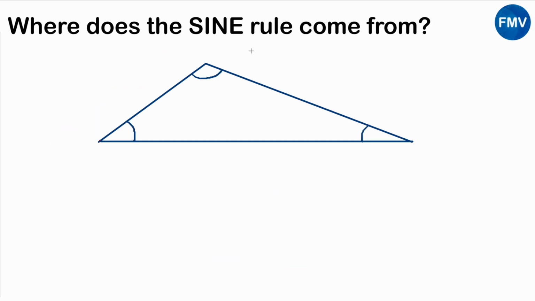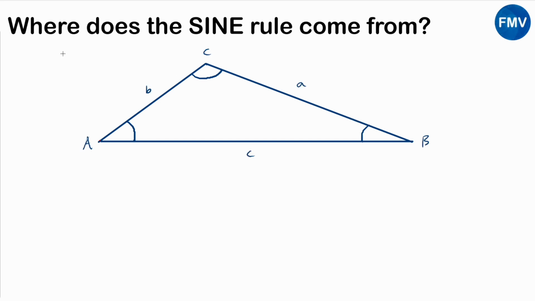So how do we get the sine rule? Well, we derive the sine rule from using basic trigonometry. So if we start with a right angle triangle, we know that the sine of theta, the sine of an angle, is equal to the opposite side over the hypotenuse. We're going to use this to derive the sine rule. So the first thing we'll do is label this triangle.